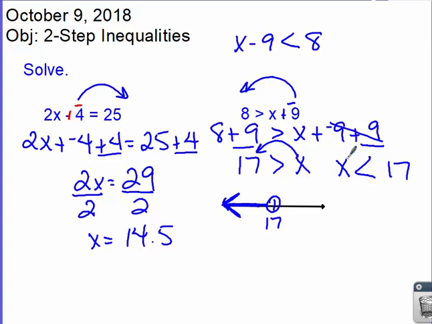Now what we're going to attempt to do today is put those two things together, and we're going to look at two-step inequalities.